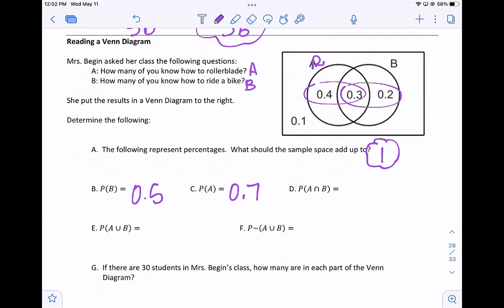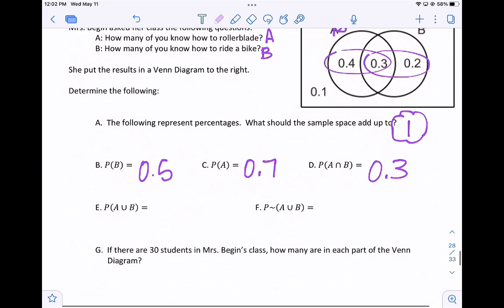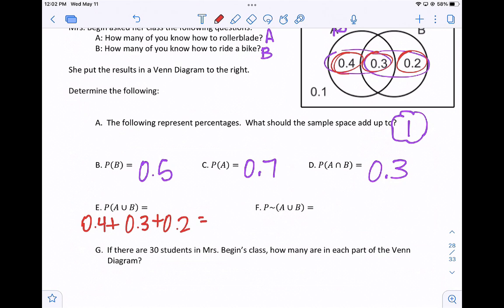How many know how to bike and rollerblade? So that's 0.3 in the middle. How many know how to rollerblade or bike? So rollerblade or bike means they can rollerblade, they can bike, and they can do both. So we're going to add up 0.4 plus 0.3 plus 0.2, which is 0.9. So that's 90% of the kids know how to rollerblade or bike or both.